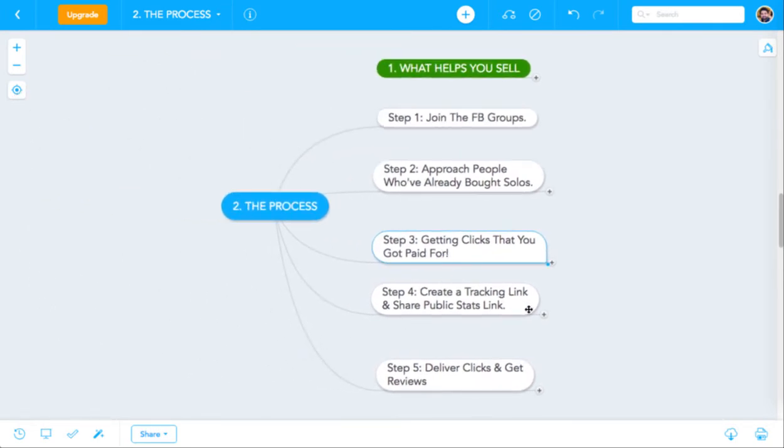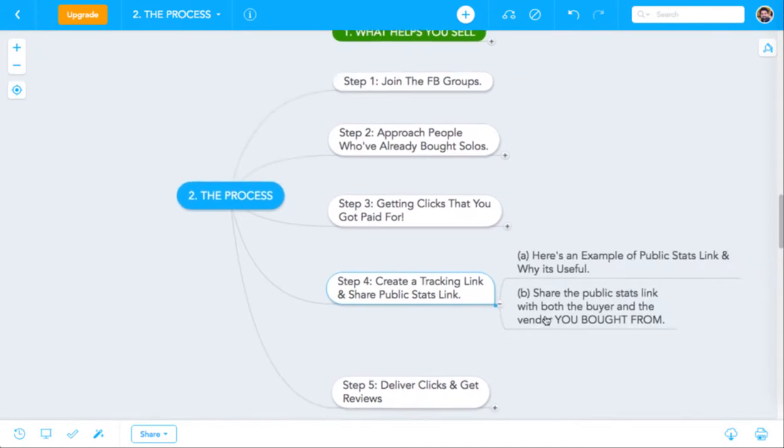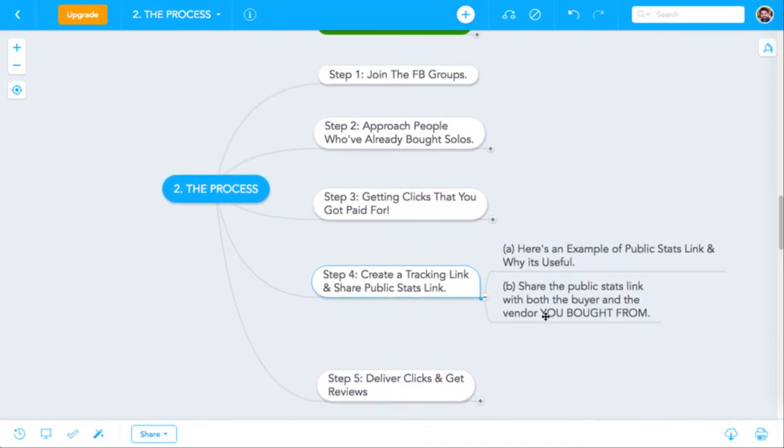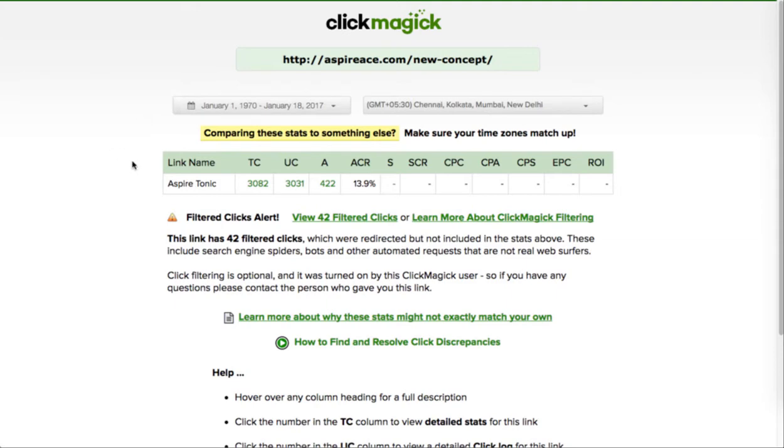Once you get the click tracking link, you share the public stat link. And again, if you don't know how, don't worry, we're going to discuss it in the next video. Here's an example of a public stat link. A public stat link is basically a link that you can share. So it's this link. I don't know if you can see this, but it looks like clickmagick.com/share/some numbers. And this link is publicly available. So you buy from someone, he will be able to access this page and he will be able to figure out how many are the total clicks.